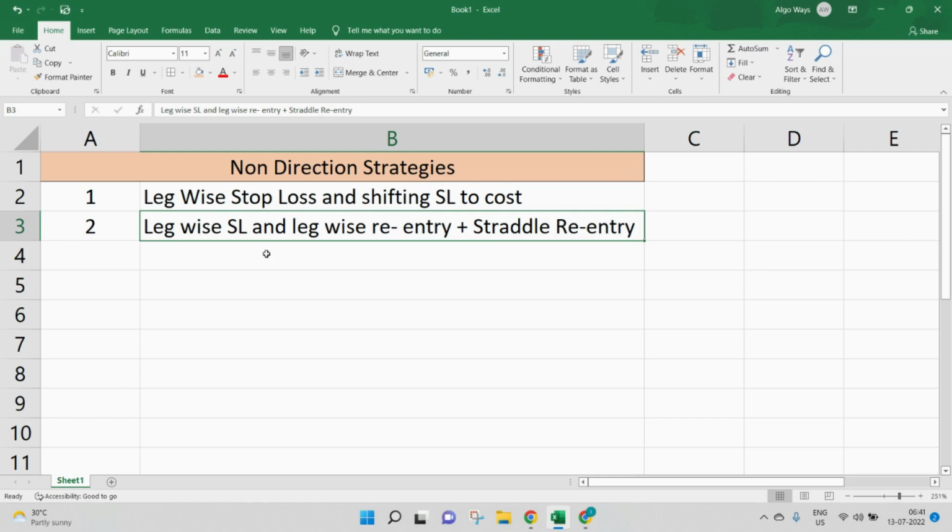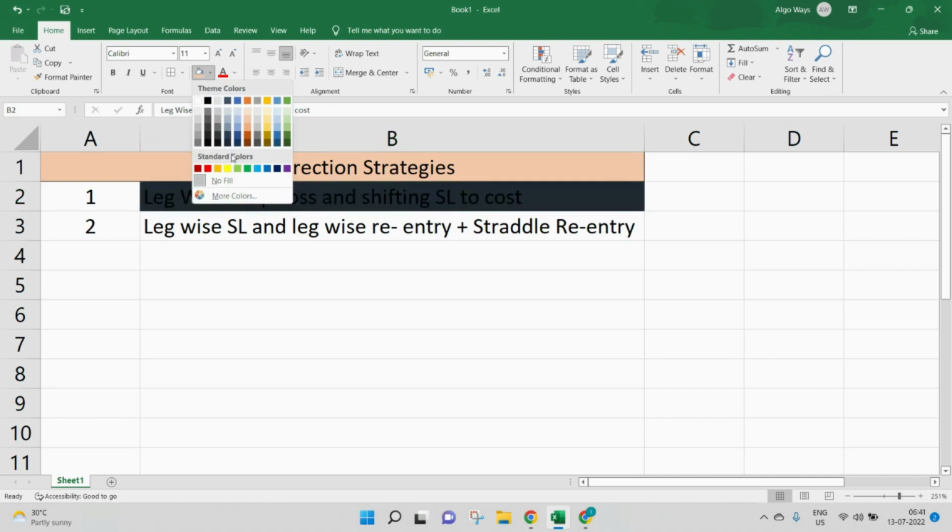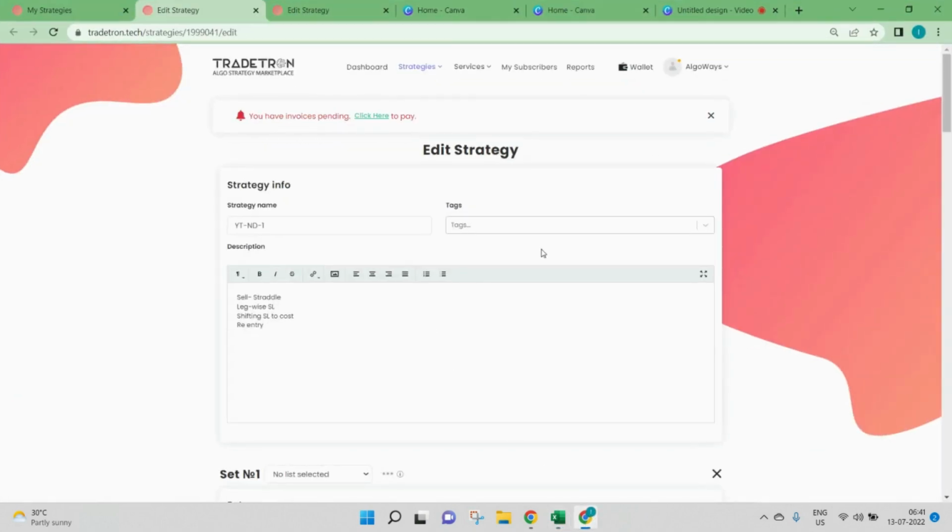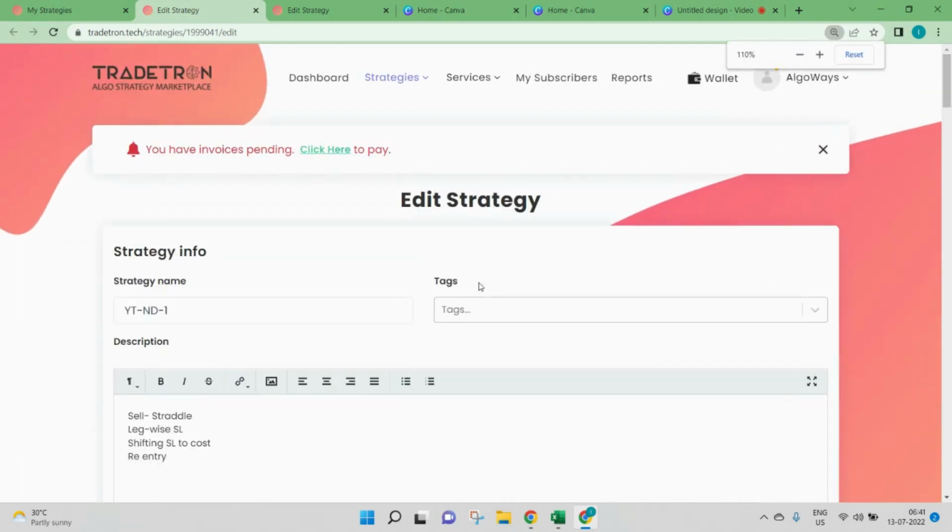So let us see. We will go first for the leg-wise stop loss and shifting the SL to cost, which is the most commonly used straddle available. So we'll go for this first. What I will do is shift to Tradetron. Let me just make it a little larger so that it is visible properly.